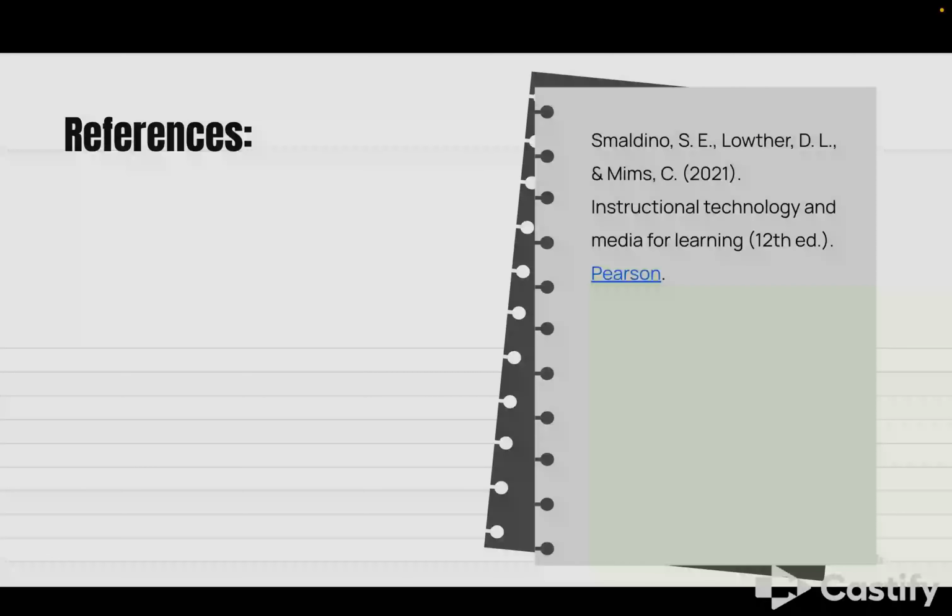And then here are my references. I mostly used our textbook to help form using the Assure model.